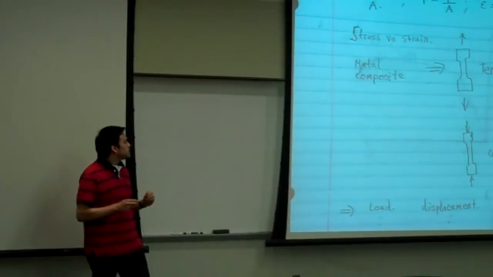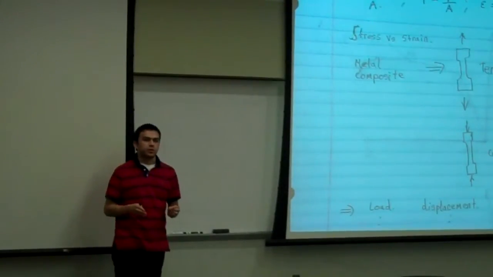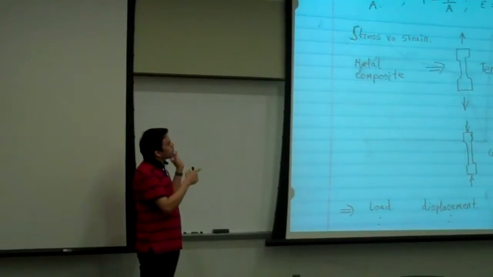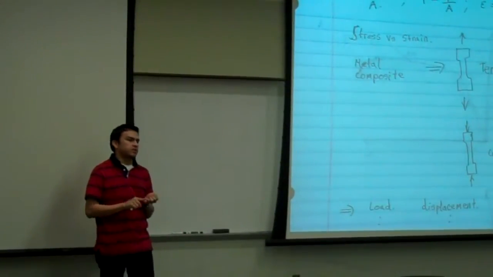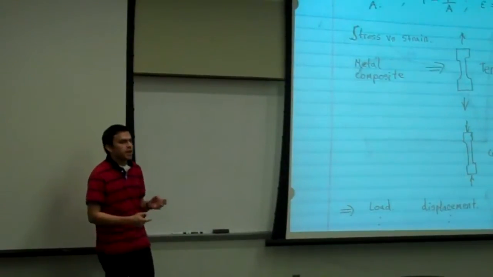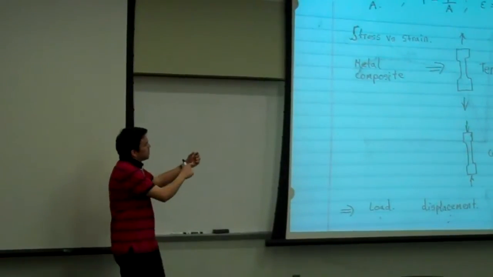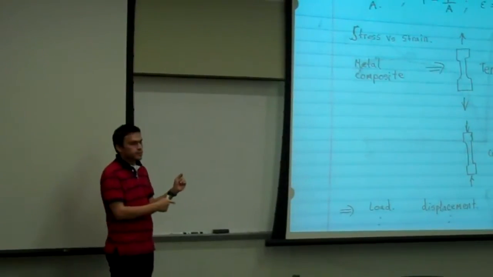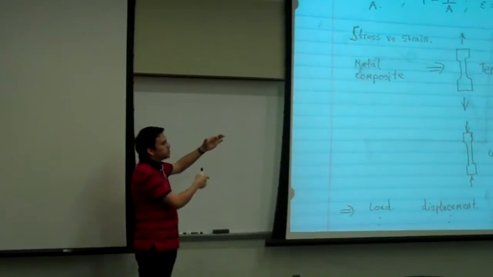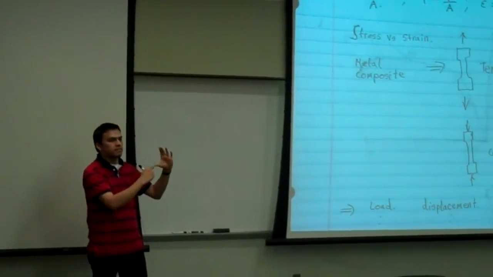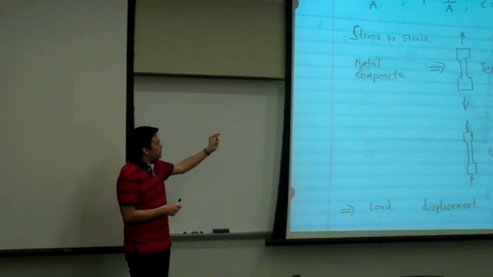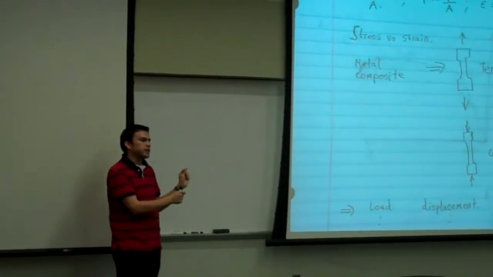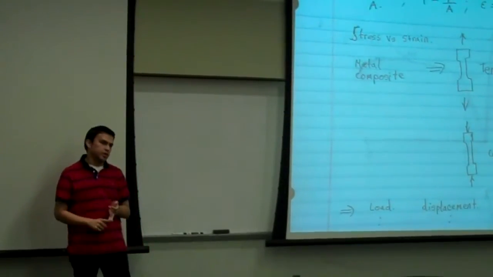Okay, now let's go to the stress versus strain curve. First of all, let's imagine we have a material. It could be a metal or a composite. And we have a small specimen of that material, of a specified length. It doesn't matter what the length is. We're going to put that specimen in a testing machine. We can load that specimen either in tension or compression.